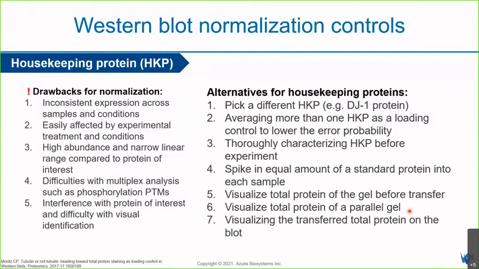Then this comes to the final, I'll say, kind of final alternative suggested: visualizing the transferred total protein on the blot instead. Yes, this alternative has emerged to be the most convenient way to solve the drawbacks that we observe in these housekeeping proteins, and it also makes it easier, not very time consuming, but you are still enjoying the benefits of it.